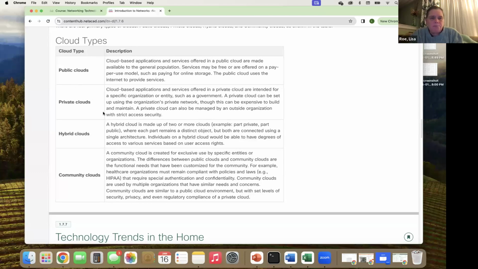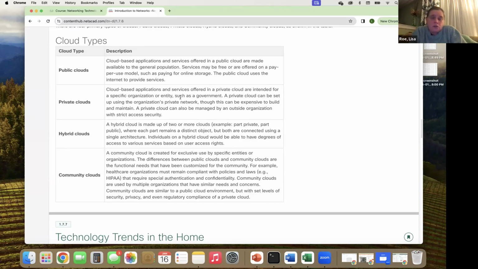So we have public, private, hybrid, and community clouds, right? A public cloud is anything that's free that we can use. A private cloud is a cloud that you might create. So I have a private cloud. So does Bristol Community College. So kind of think about the intranet, right? They can create a cloud situation where a lot of their services are available over the internet. You just have to log in to get them.